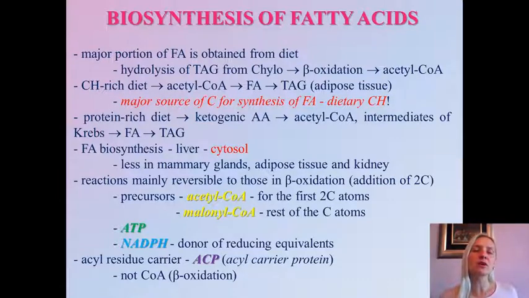Apart from those precursors, we also need energy for the synthesis of new chemical bonds. So like all other anabolic processes, we need ATP for the completion of those pathways. And like most biosynthetic processes, which are reductive, we require donors of reducing equivalents, and those are going to be NADPH molecules, which we discussed in the chapter on the hexose monophosphate pathway.